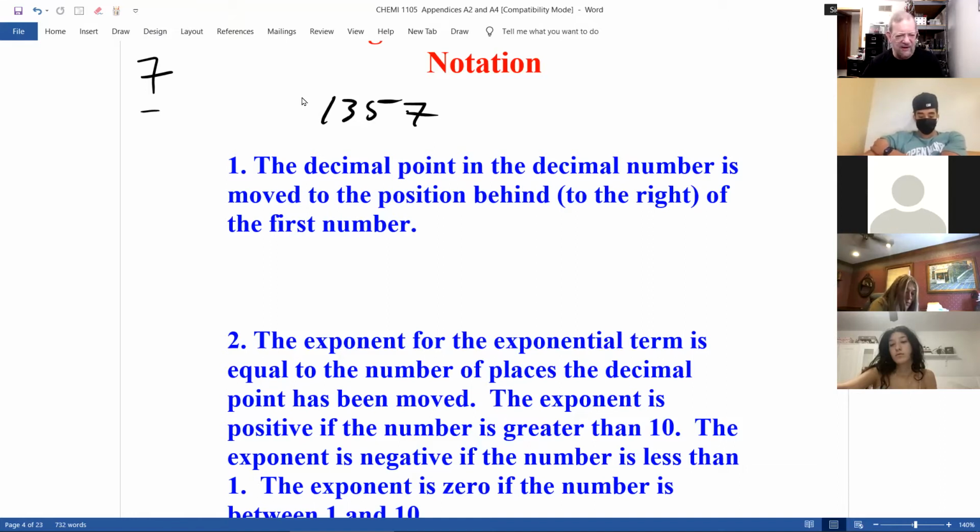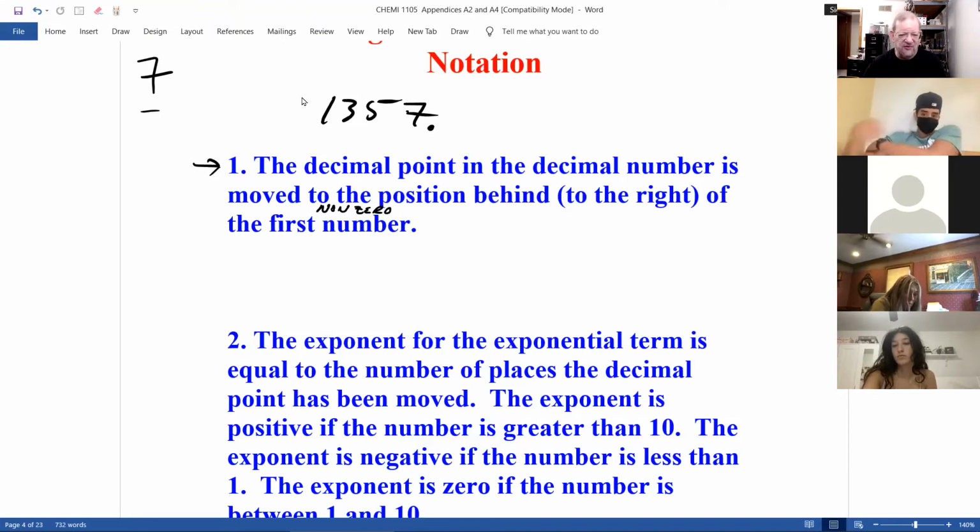So how do you write 1,357 in scientific notation? Step one, the decimal point in the decimal number is moved to the position to the right of the first non-zero number. This should be non-zero. I guess zero is a zero number. That's a good question. Now, even if there's no decimal, you would do that.